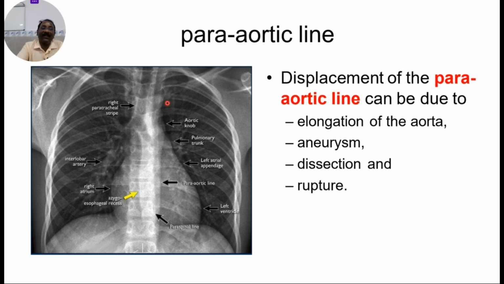Displacement of the para-aortic line. It can be due to the elongation of the aorta, maybe aortic aneurysm, dissection of the aorta, and rupture of the aorta. So this is the aortic line, para-aortic line. This is very, very important. So the para-aortic line. Okay, you should get an X-ray and you can identify the abnormality in the para-aortic lines. So that aortic aneurysms, dissection of the aortic aneurysm, etc. So you can see the abnormalities in this para-aortic line in these conditions.